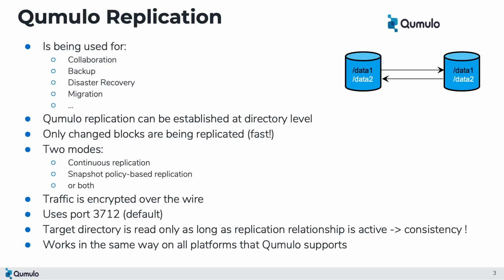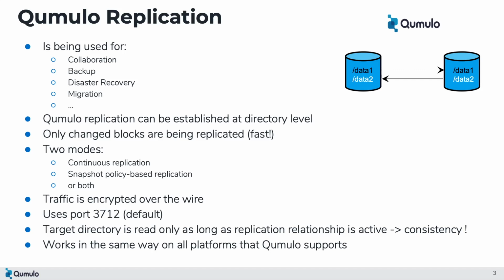Let's start with some Qumulo replication basics. Replication is being used, for example, for collaboration, where people around the world or many different locations need to work on the same data set, and the data set must be replicated. It is also being used for backup and disaster recovery. It is being used for migration. It is being used for data relocation and many more use cases.